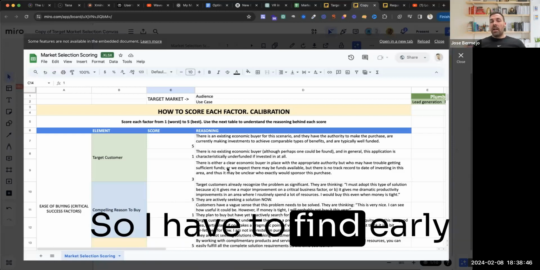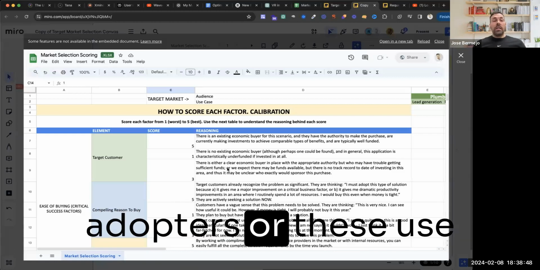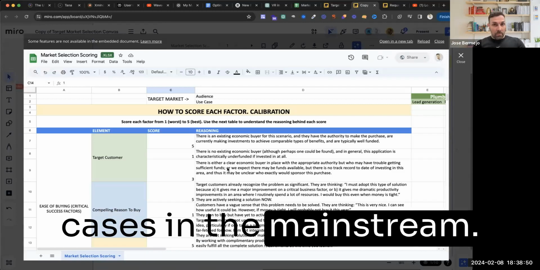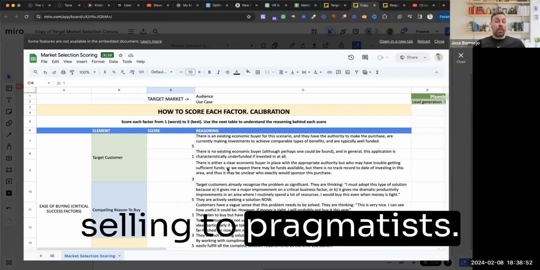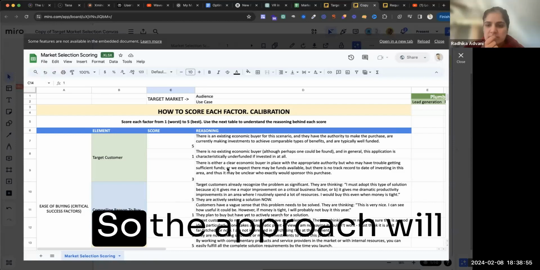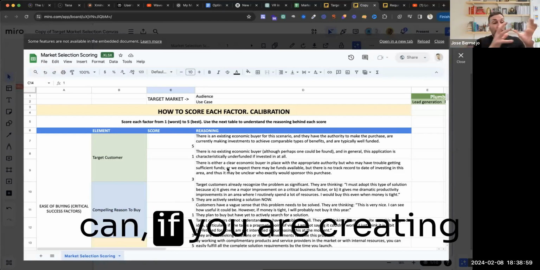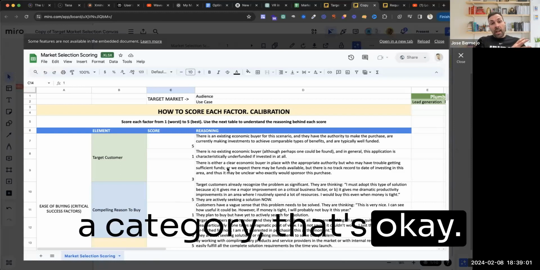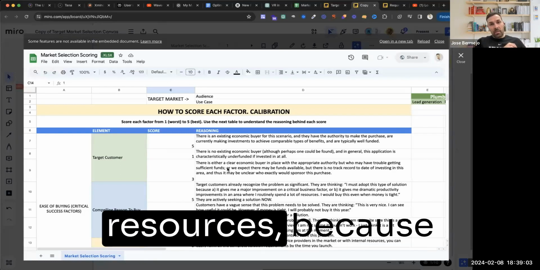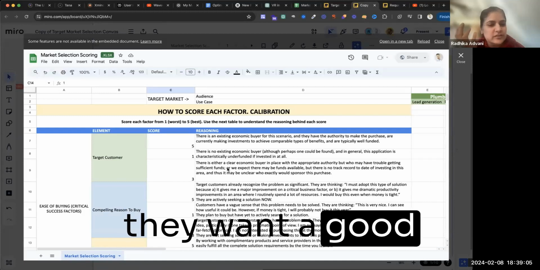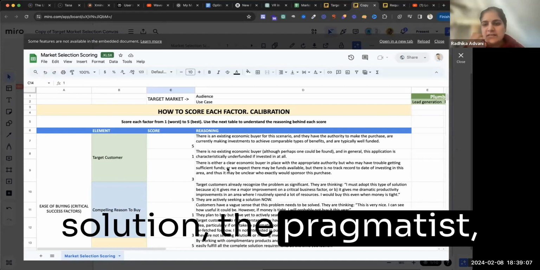So I have to find early adopters, or this use case is in the mainstream. What that means is I'm selling to pragmatists. So the approach will be different, but if you are creating a category, that's okay as long as you have resources. Because they want a good, well-baked solution, the pragmatist.